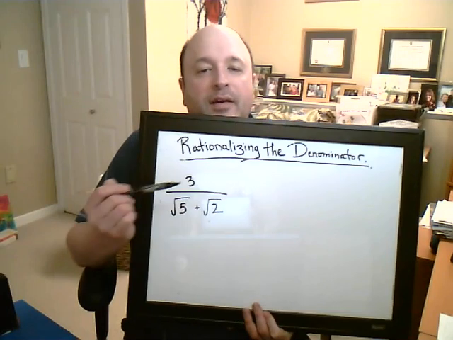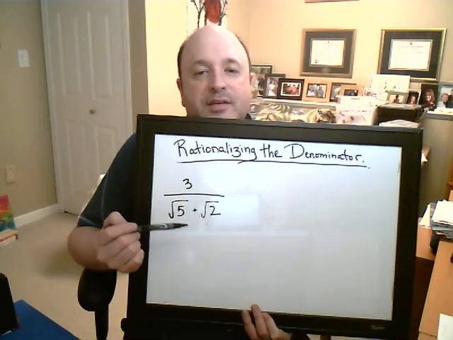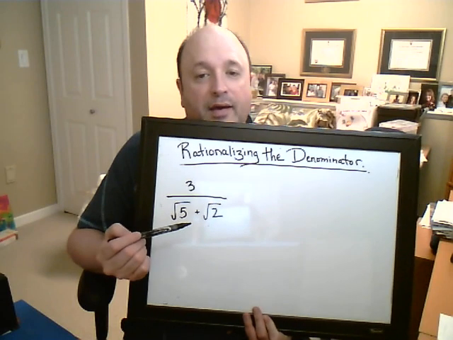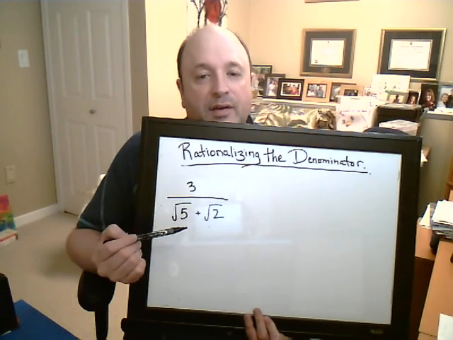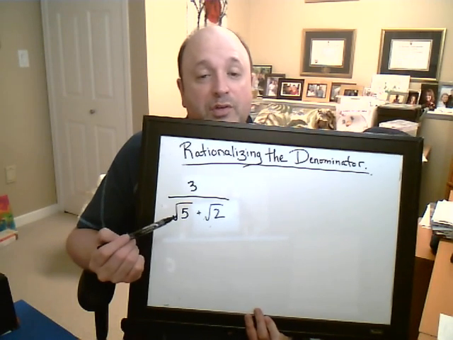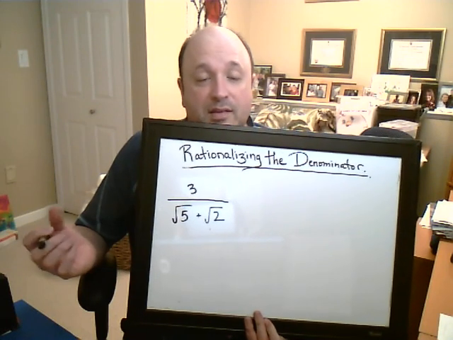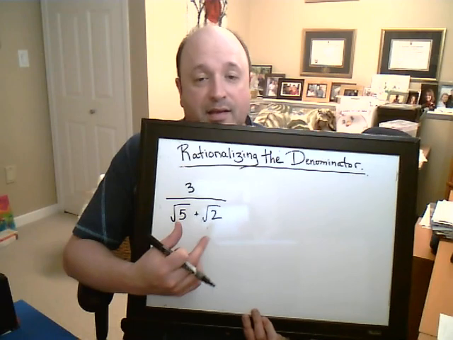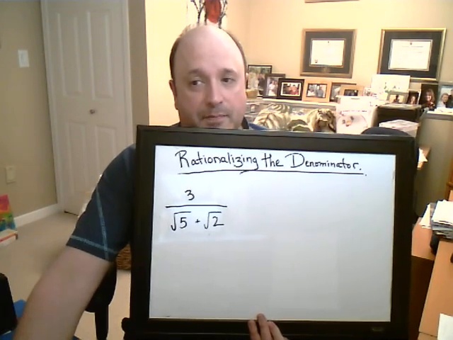Okay, so here I have a denominator that's irrational. I've got square roots in the bottom of the fraction, and I want to work to avoid that. So 3 divided by root 5 plus root 2. And what we do is the same trick as we did a couple of minutes ago, but we use conjugate brackets to cancel this out. So let's see what this looks like.